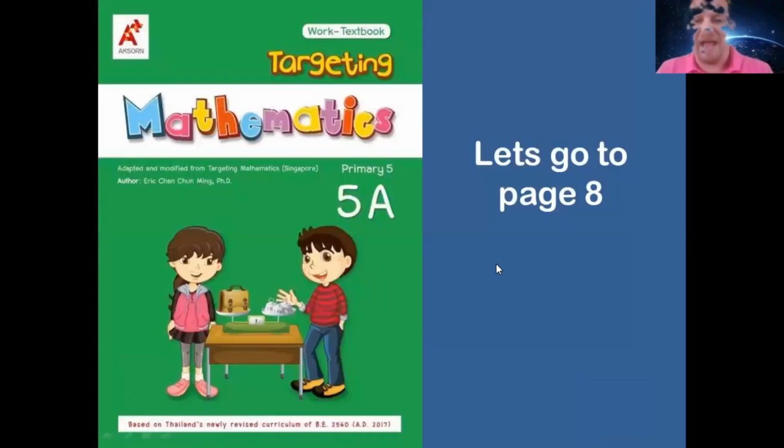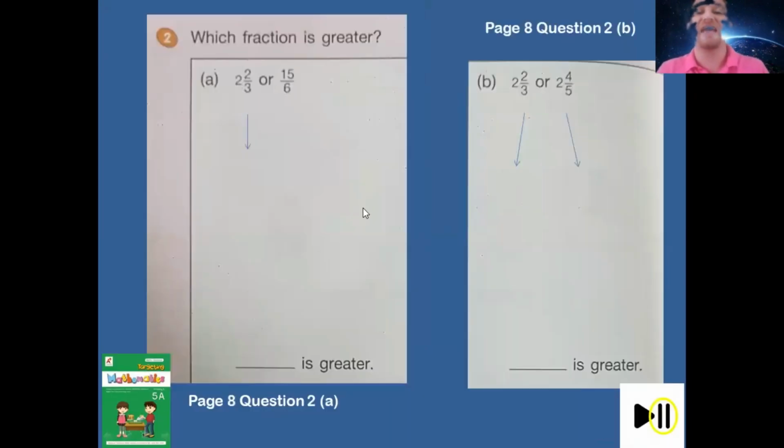Let's go on to page 8. And again, I want students to work by yourself on this page. So get ready to pause. Start with question A. It says, which fraction is greater? I would recommend turn 2 and 2 over 3 into an improper fraction and go from there. Okay, so please press pause and go now.